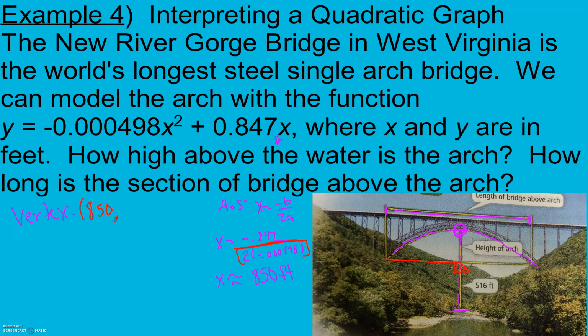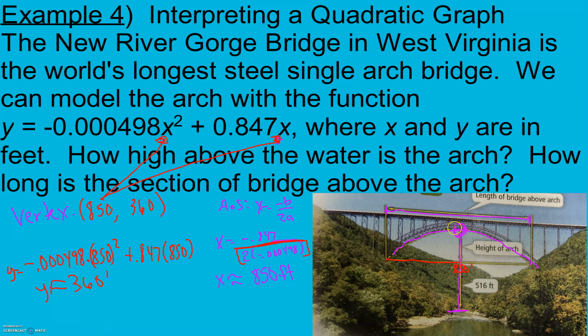Now, to find my y, I have to substitute that into my function. So I take -0.000498 times 850 squared plus 0.847 times 850. We plug it into both spots. And here I get about 360. So again, I took that and I plugged it into my function in both spots to get my y value, and I got about 360 feet.